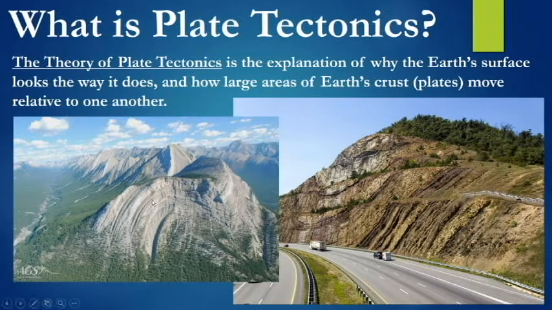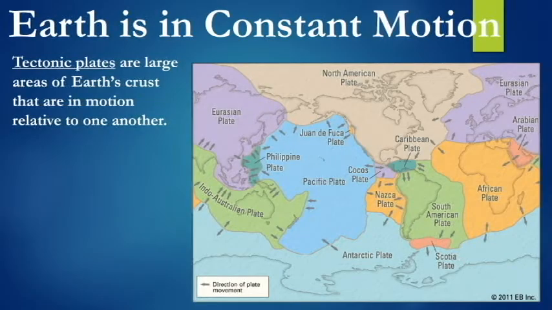Why do we see mountains, especially where they are? Why do we see volcanoes? Why do we see even the ocean floor? Parts of the ocean floor look a certain way. Why is that? Why are there earthquakes? And it also explains how large areas of crust move relative to one another. So it outlines the motion itself.